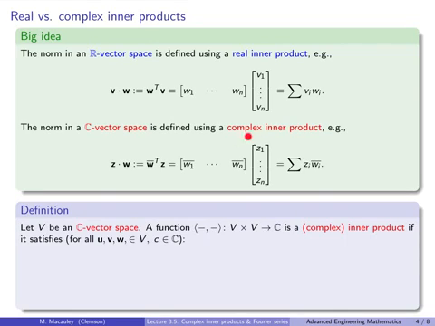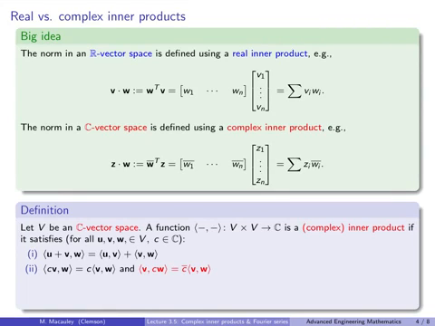Okay, so let's define what a complex inner product is. We've defined what a real inner product was in the first series of lectures. So let V be a complex vector space. A function that takes in two vectors, so two inputs, and spits out a number is a complex inner product if it satisfies the following for all vectors u, v, and w and all constants c. So first of all, it has to be what's called bilinear. So sums split apart. So u plus v dot w is u dot w plus v dot w.